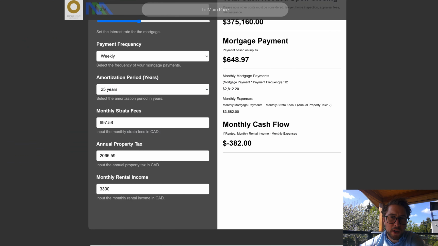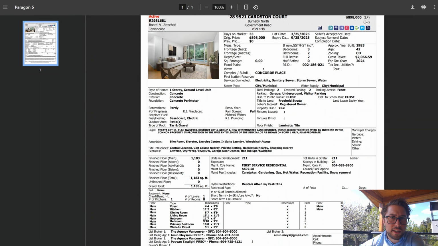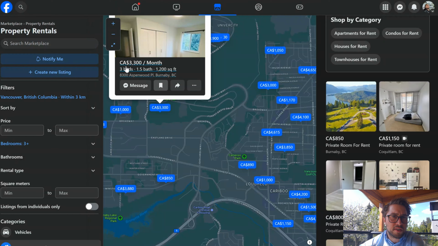Square footage wise, this is pretty big square footage. I think it's like 2,000 square feet. Yeah. No, it's 1,000, 1,100. So that's about the same. Okay. So this I think would be a good comparison then. If we take a look, 1,200 square feet. Yeah, so 3,300.